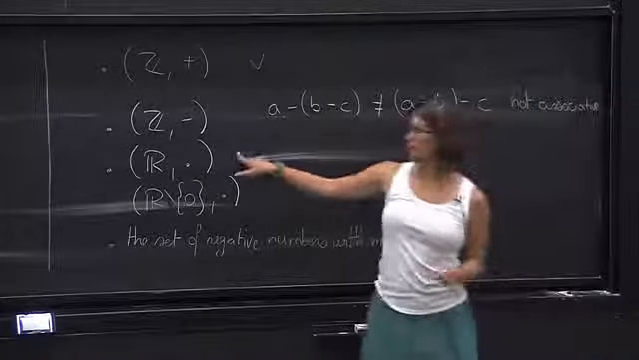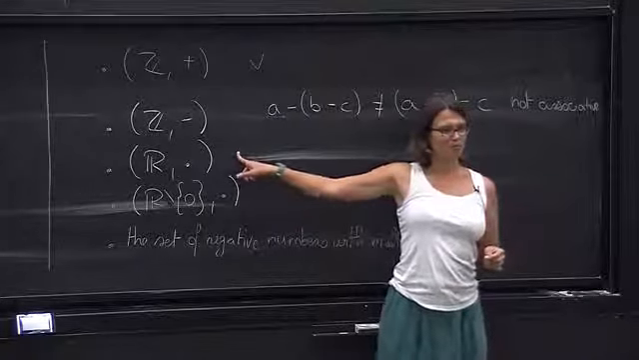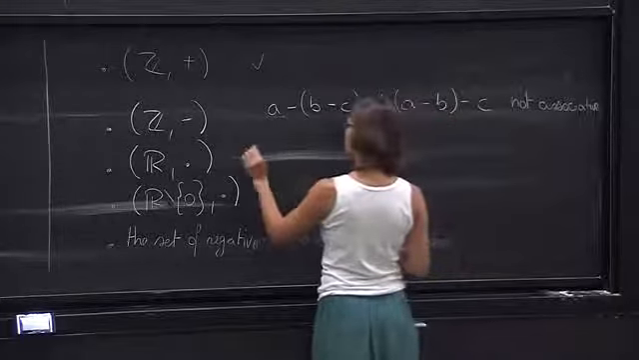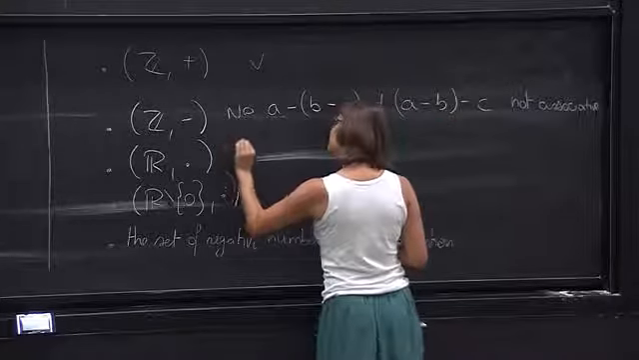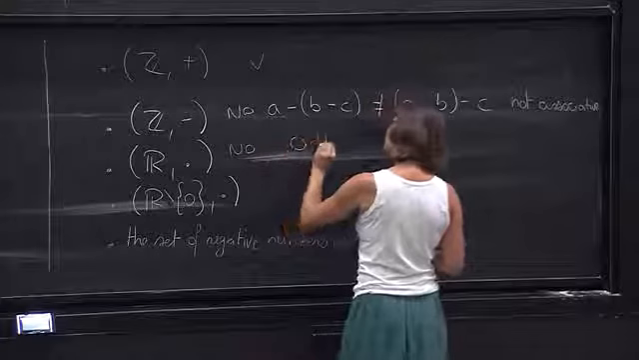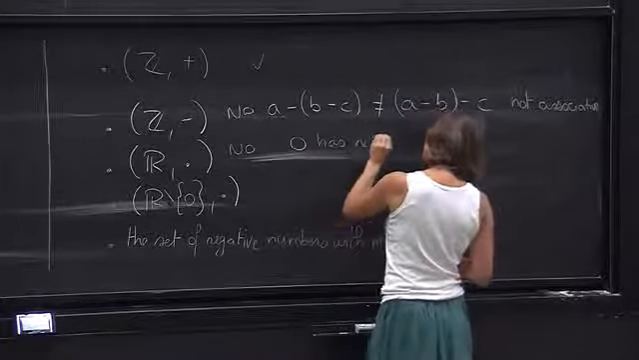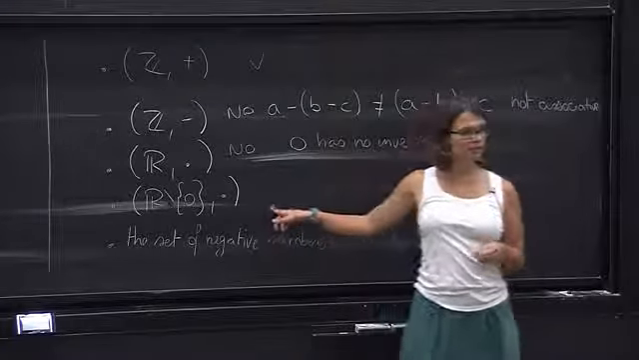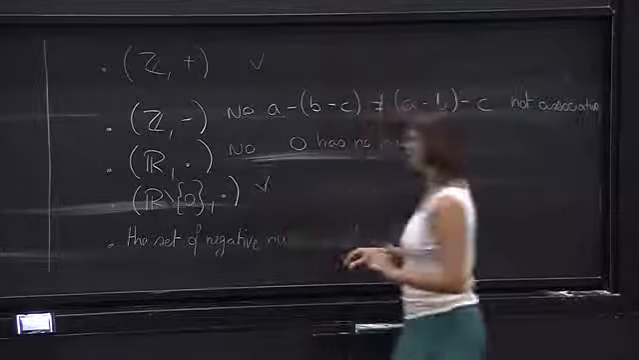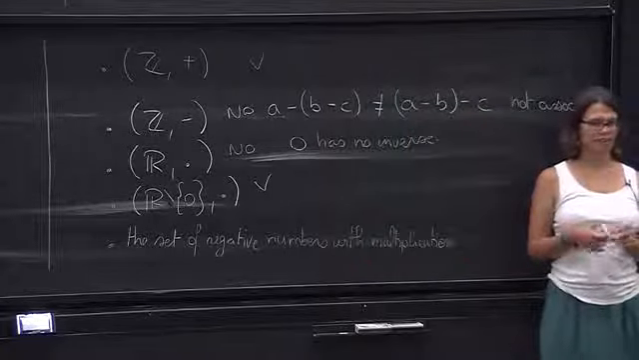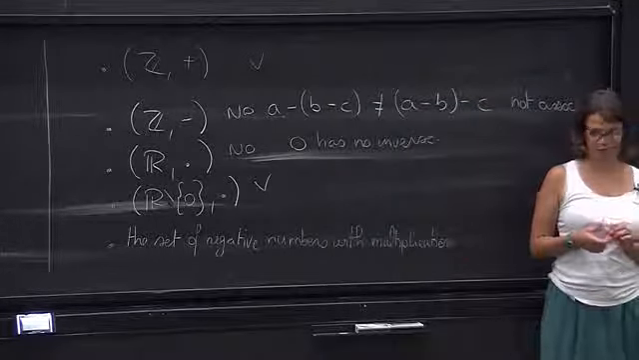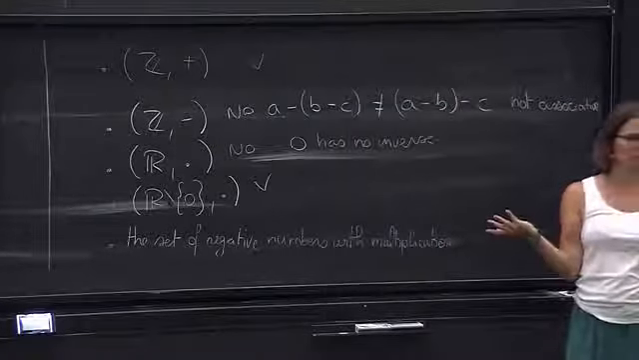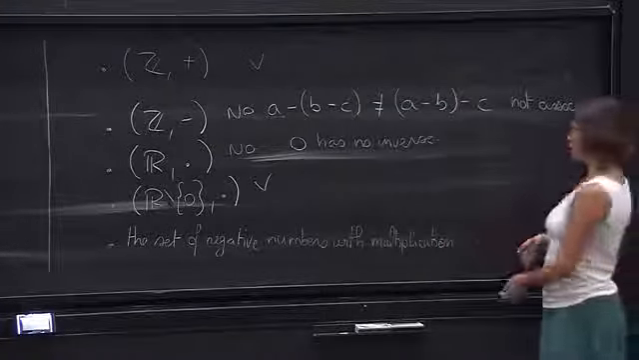Then is this one a group? No. Why? 0 has no inverse. Very good. So everyone agrees on this one. So this was no, this was no. So 0 has no inverse. This one? And why? Yeah, it's not closed under multiplication. If you take two negative numbers and multiply them, you get a positive number, so you're out of your set. So here it's no.